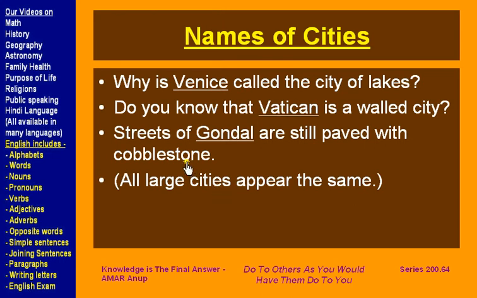Another example, streets of Gondal are still paved with cobblestone. Cobblestone is like that brick, stone brick in the street. So G in Gondal, because it's the name of a city, is capitalized. So the name of a city, village, etc. are capitalized. But when we talk of city in general terms, it is not capitalized, as is seen here in the example. All large cities appear the same. So here the word city is not capitalized because it's used as a general term.